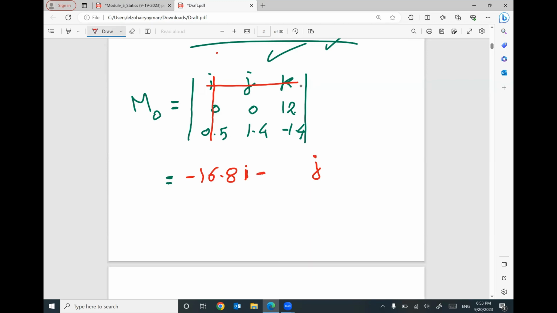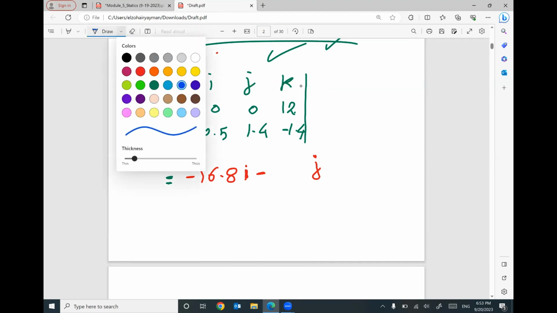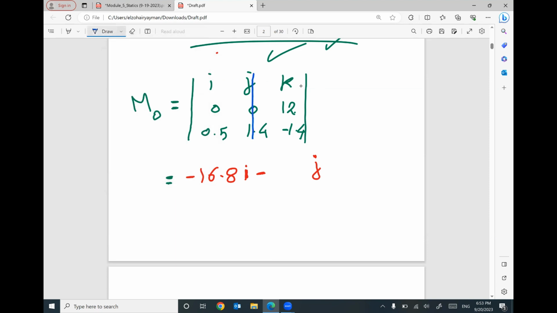The second term for J, I have to put negative here, from my side, and wait for the value sign. So in this case, I will remove this column and this row. So I have 0 times negative 1.4 minus 12 times 0.6. It will be negative 6. And we have negative, so it will be positive 6. That makes sense?